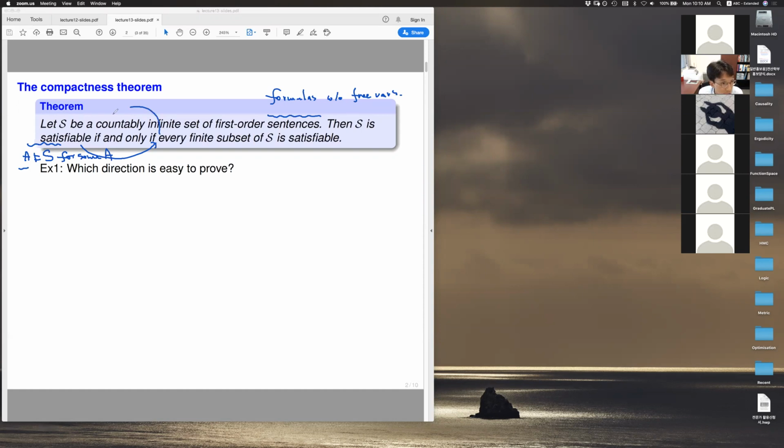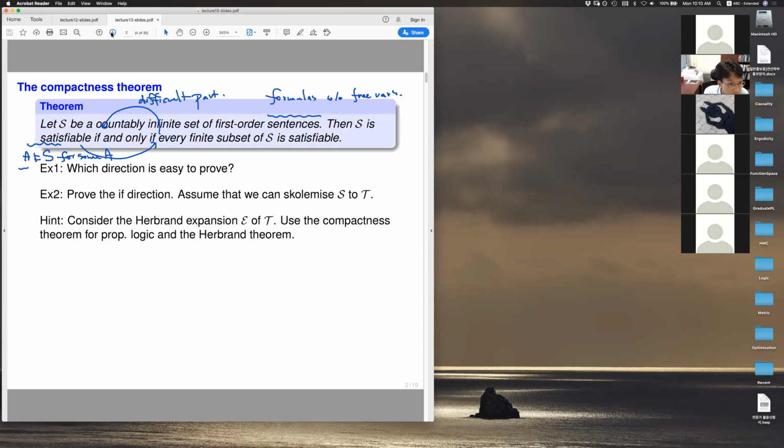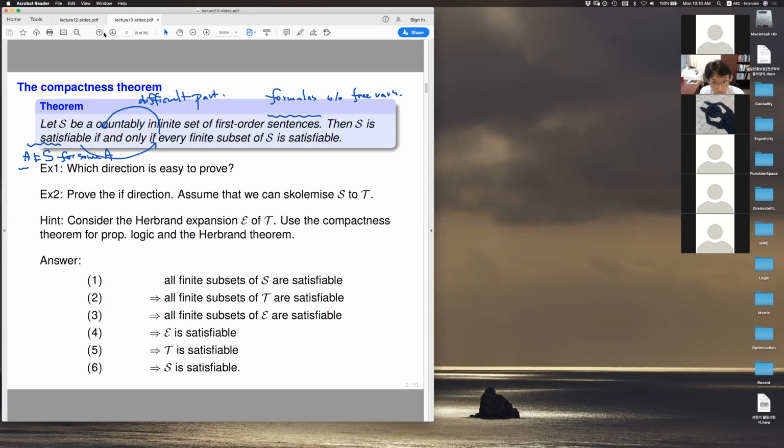The difficult part is the other direction. So maybe in the remaining 5 minutes, one thing I want you to do is try to show this difficult part, and I will give you some hints. Or maybe I will just give you a big sketch of how the proof works. The proof works like this, as you can see on the screen.